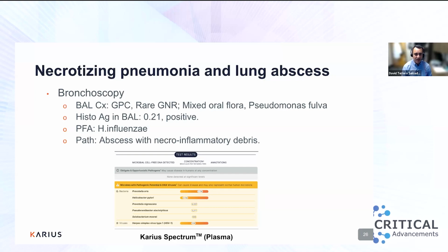the histoplasma antigen in BAL was 0.21, pretty low for what we typically would see in terms of fungal testing, fungal markers. All the rest of the markers returned negative, including histoplasma antigen in serum. The rapid test, the FilmArray, actually returned with H. influenzae, and the patient was actually treated with antibiotics previously for this. But now the new pathology is showing abscess with necroinflammatory debris.